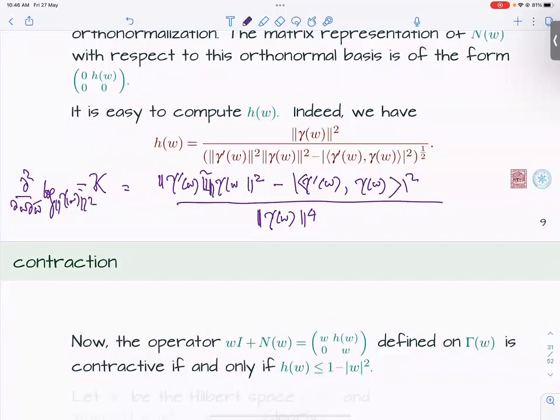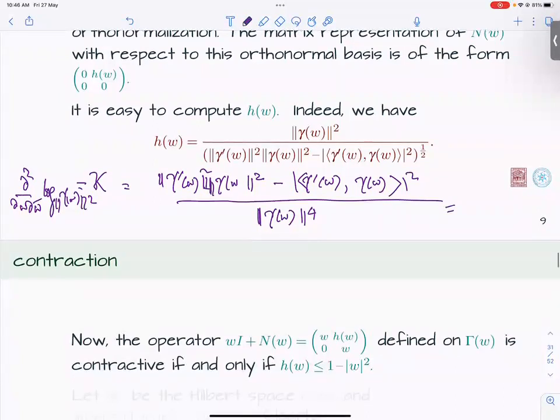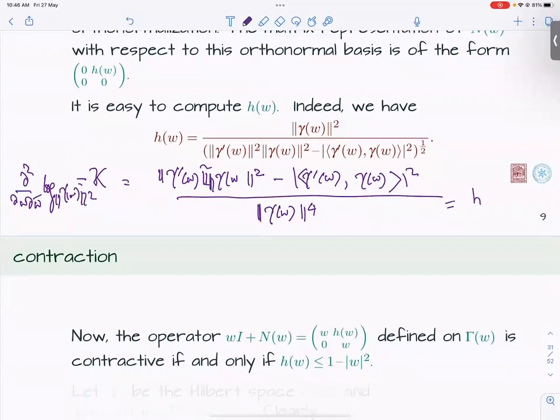This is d squared d omega d omega bar of log of the norm square of gamma omega. And you notice that therefore this quantity H omega, if I look at this curvature, is nothing but 1 over H omega square. So this is what Professor Douglas meant when he said that the curvature is nothing but somehow just a Gram-Schmidt. You are looking at the two-dimensional space and you finally get this 0, H omega, 0, 0, and this H omega is nothing but the curvature.